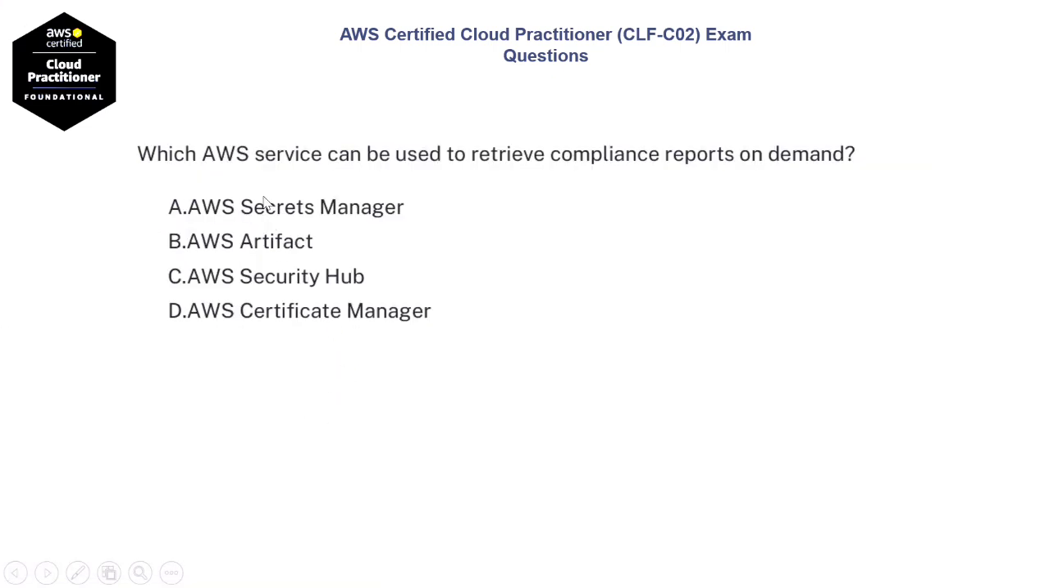Next question. Which AWS service can be used to retrieve compliance reports on demand? Option A, AWS Secrets Manager. Option B, AWS Artifact. Option C, AWS Security Hub. Option D, AWS Certificate Manager. The right answer is option B, AWS Artifact.